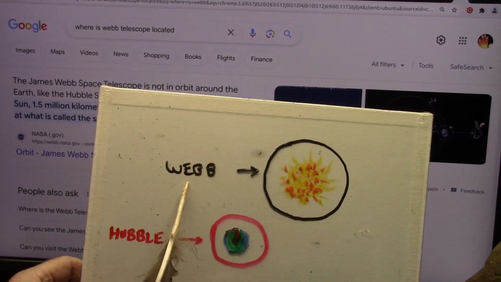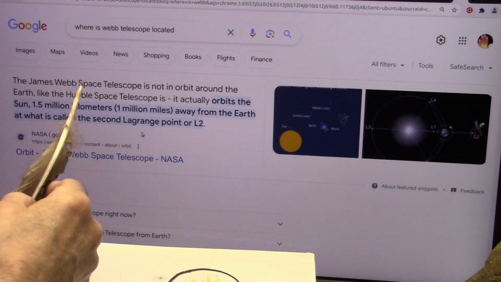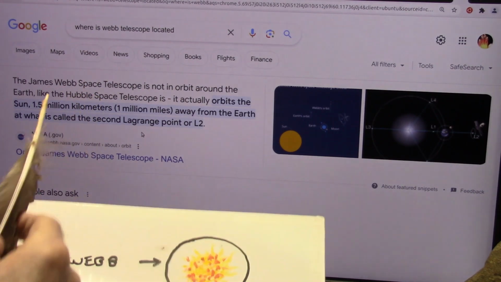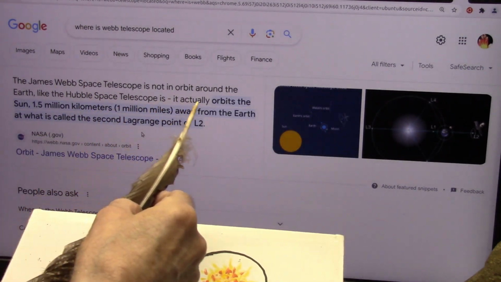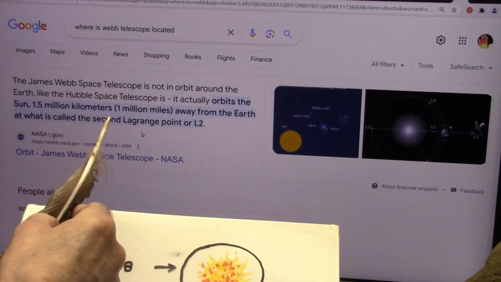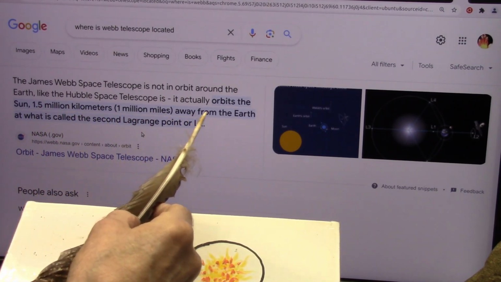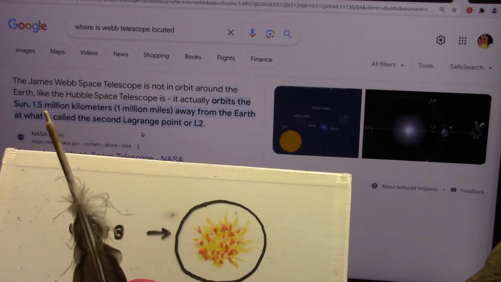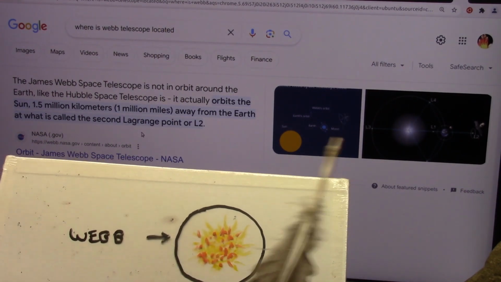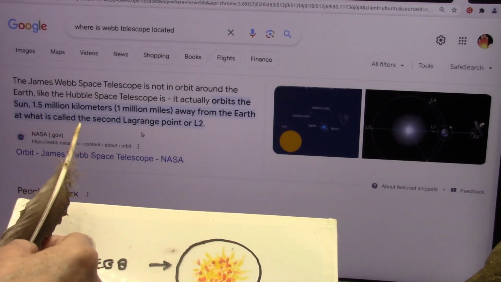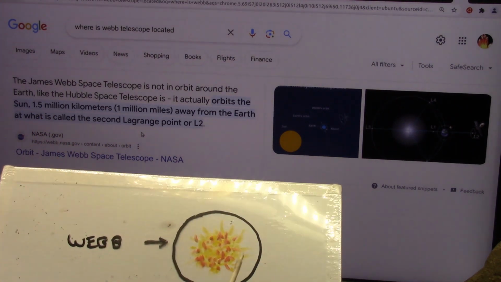But then they put Webb out here orbiting the Sun. See what it says here? James Webb Space Telescope is not in orbit around the Earth like Hubble. It actually orbits the Sun 1.5 million kilometers, which is 1 million miles away from the Earth. So it's quite a ways away, not being disturbed by all the Earth's atmosphere. However, the Sun has a ton of disturbance as well. So it's away from the Earth at what is called the second Lagrange point.